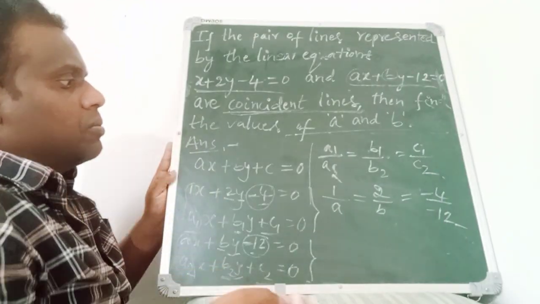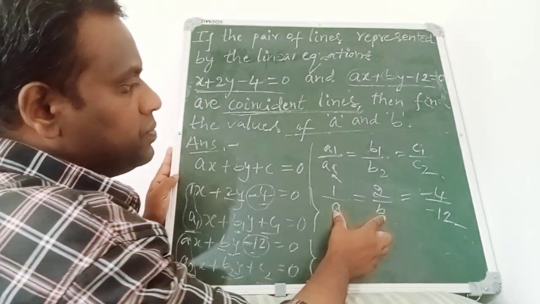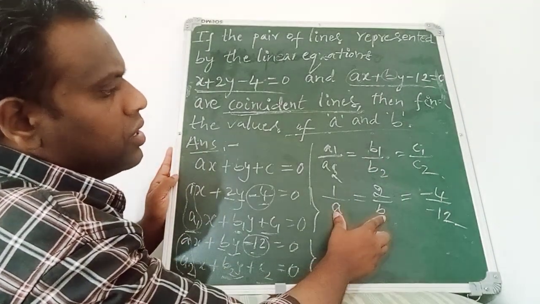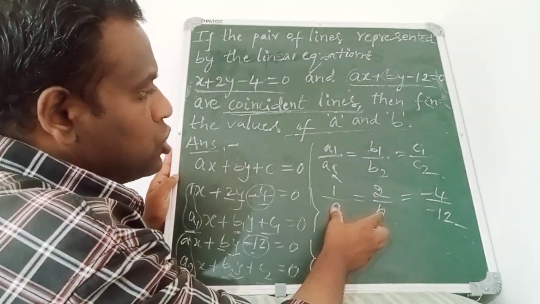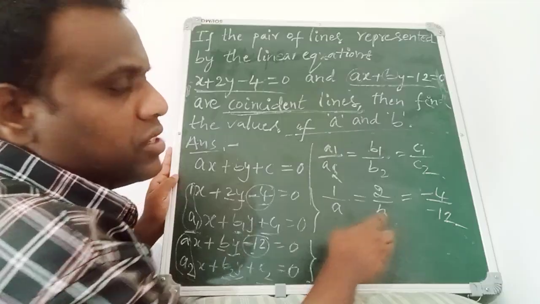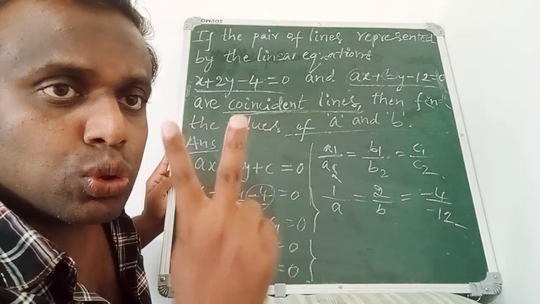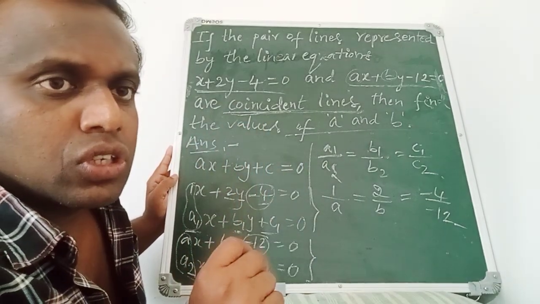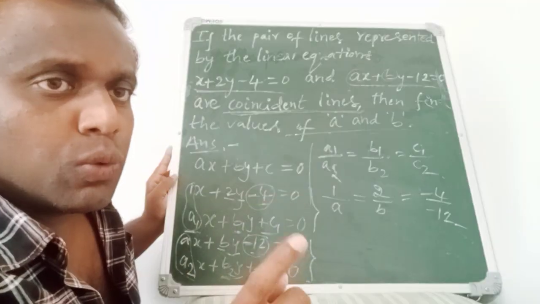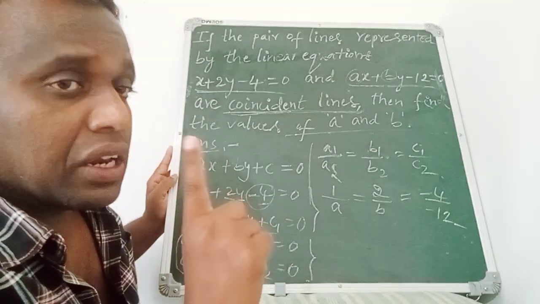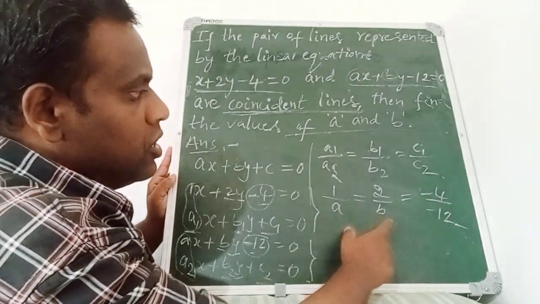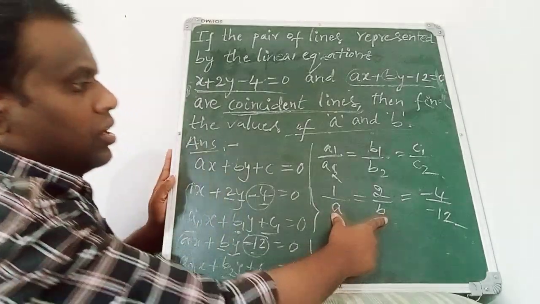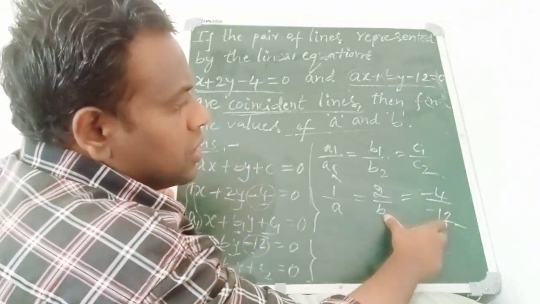First I will take this and this. Here there should be only one unknown. If I take these two fractions, a is there, b is there. Two unknowns, two values we don't know. So we have to select in a way that only one unknown is there. If you select these two, there are two unknowns, a and b, so don't select these.